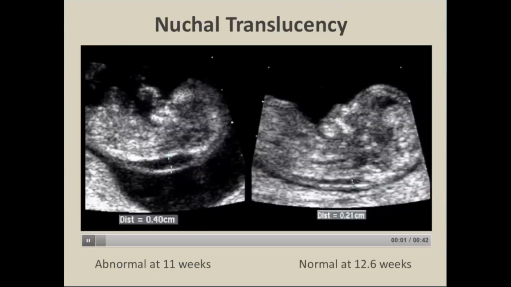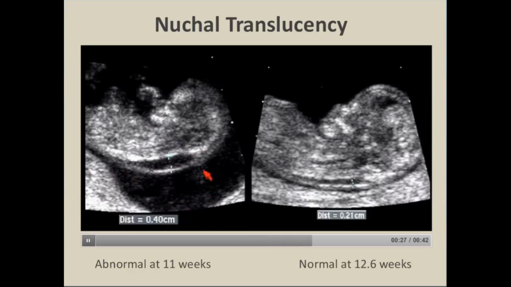Now this fetus came at 11 weeks gestation, had a thickened nuchal translucency of 4 millimeters, but when she came back for her CVS, or chorionic villus sampling, at 12.6 weeks, it was only 2.1 millimeters, which is normal. Well, it's been shown that the risk of aneuploidy and anomalies is related to the thickest nuchal translucency. So her risk should be calculated based on the 4 millimeters at 11 weeks.